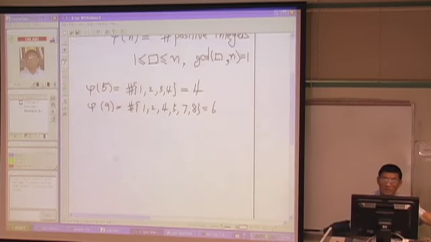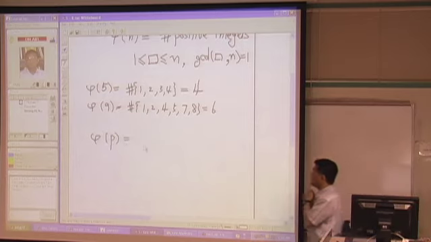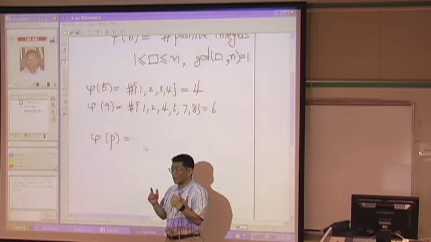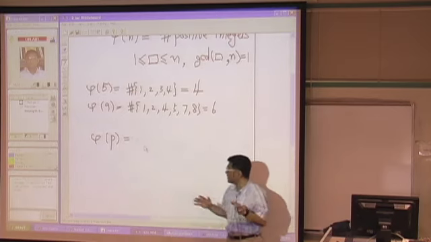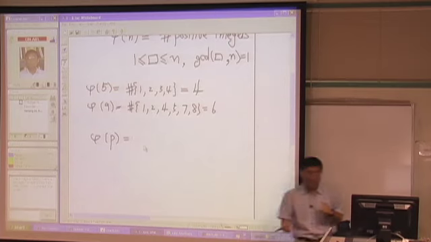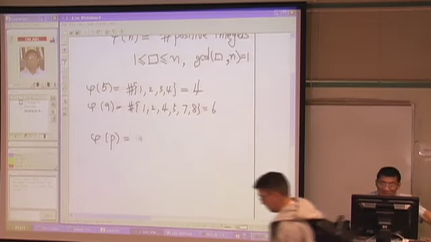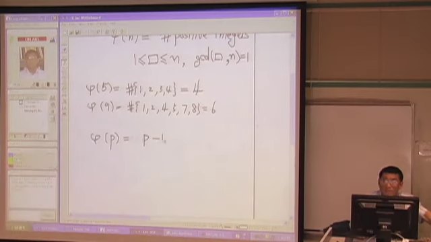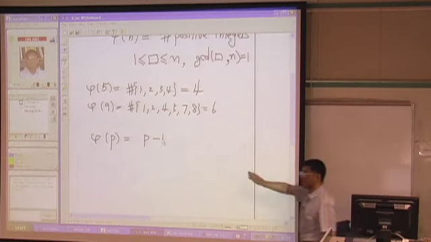First of all, if P is prime, then except P itself, all other numbers have GCD equal to what? 1, right? Because there are no other divisors dividing P, so the GCD should be 1 for all numbers but P, so it is P minus 1. If you have a question about this, ask me.